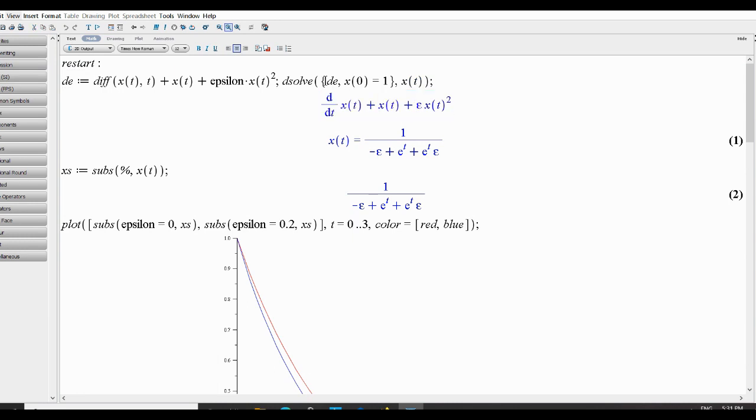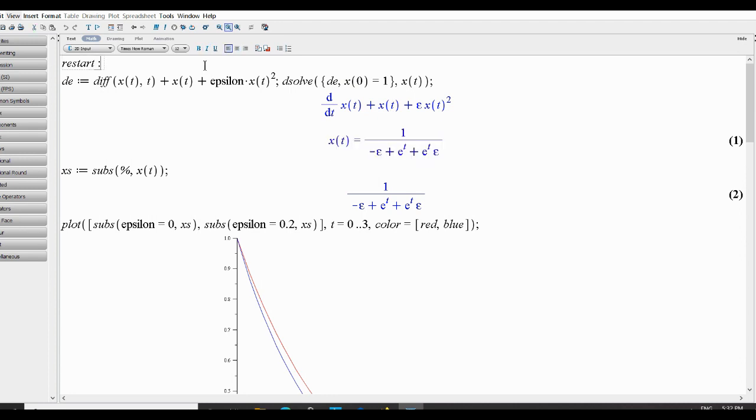I am solving this differential equation. Please note this syntax. Initial condition is 1, x of 0 is 1. Only one initial condition is needed because it is a first order differential equation. As it happens, this one can be solved exactly. Maple solves it for me.